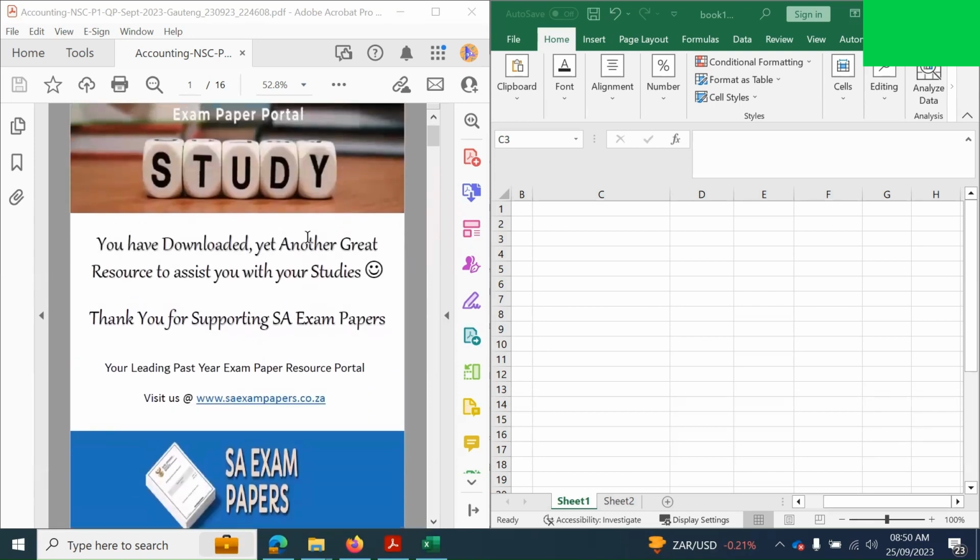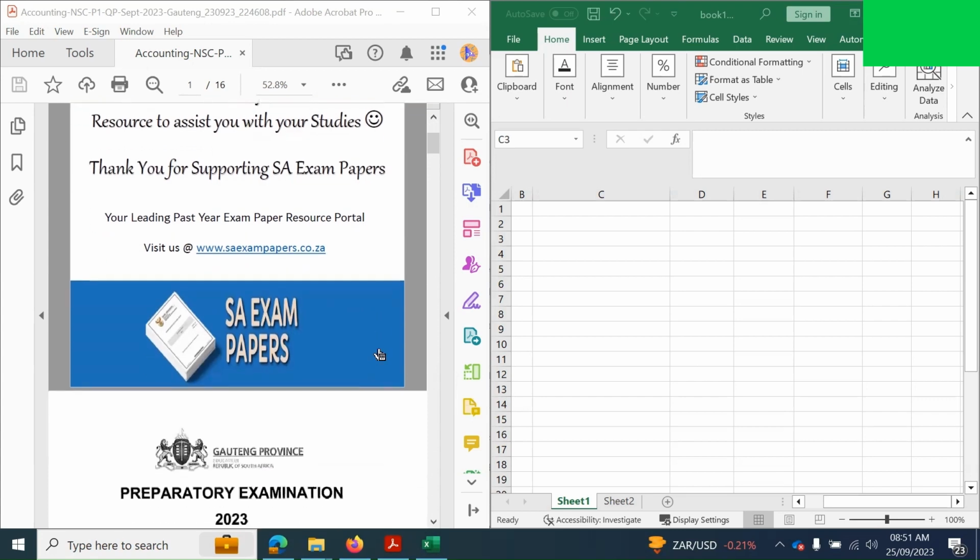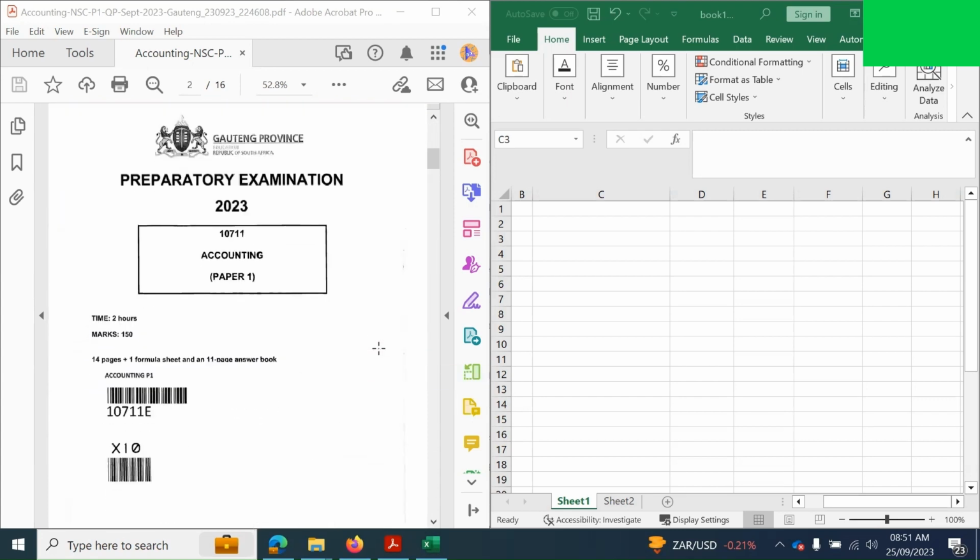If you are looking for these past papers, you can actually get them on this website here, www.saexampapers.co.za. They've got great resources there for you. There's past papers, memos, as well as your answer books, which you can use to practice. This was 2 hours long.